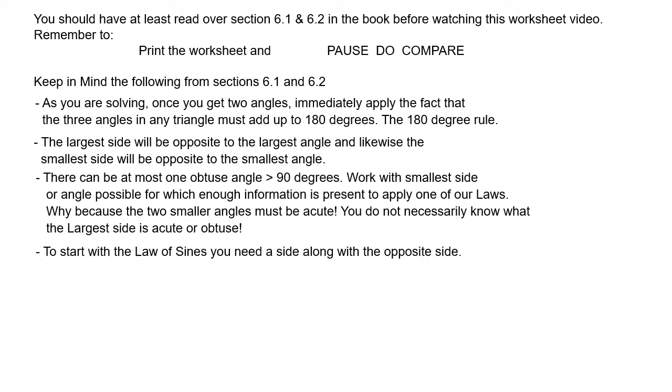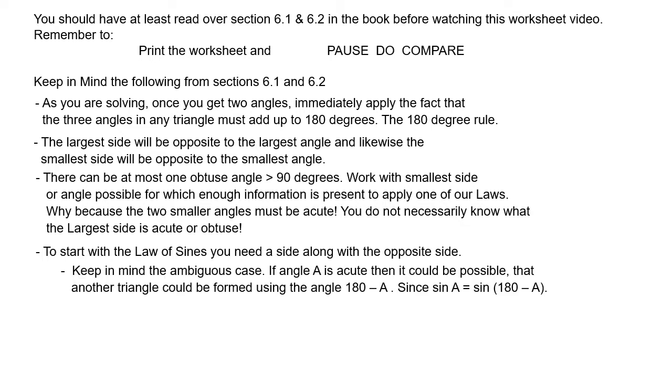To start with the law of sines, you will need a side along with the opposite side. Keep in mind the ambiguous case. If an angle A is acute, then it could be possible that another triangle could be formed using the angle 180 minus A, since sine A is equal to sine 180 minus A.